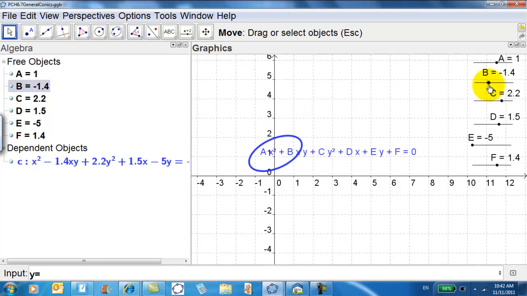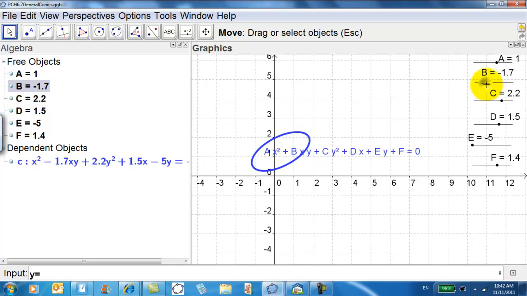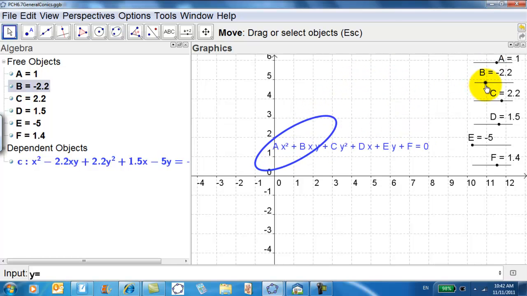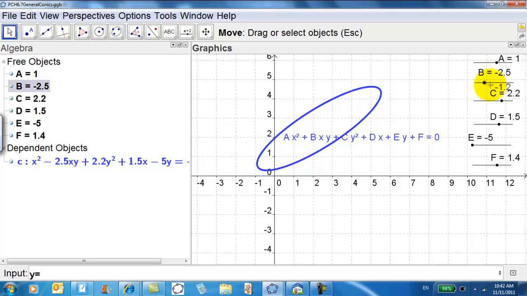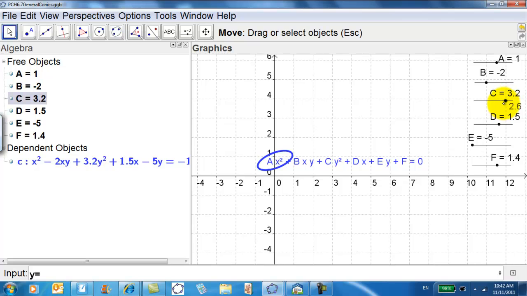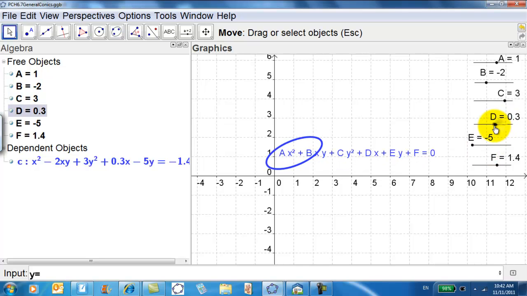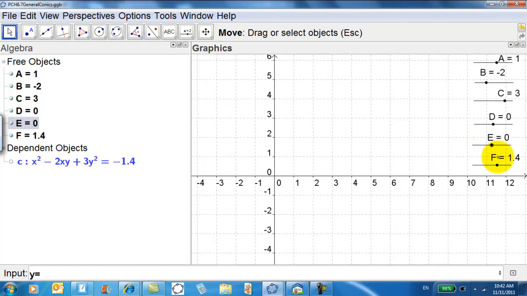Now b. Actually, it was negative 2, wasn't it? Yeah, negative 2. C was equal to 3, I believe. I have a hard time with the precision on this. C was equal to 3. There we go. D and E were 0, so we can get that fixed. Okay, 0. And F was, I believe, 1.